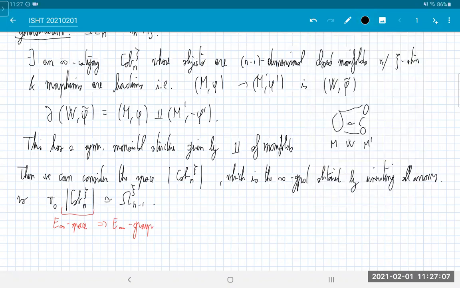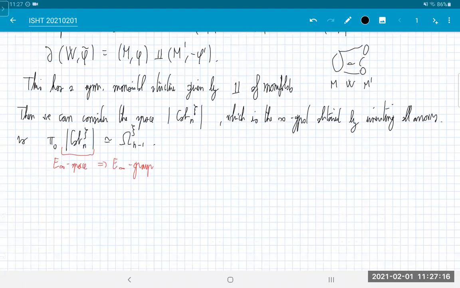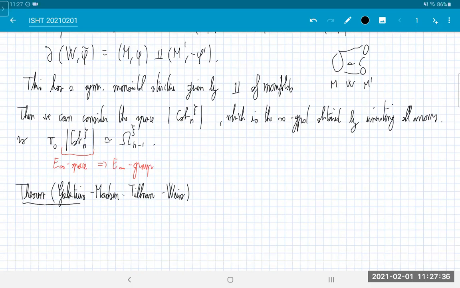And so instead of describing this as the homotopy group of something, we can try to describe this infinity space, and that's the following theorem by Galatius, Madsen, Tillmann, Weiss. It's a very important theorem, which says that this is the infinite loop space of a certain Thom spectrum.